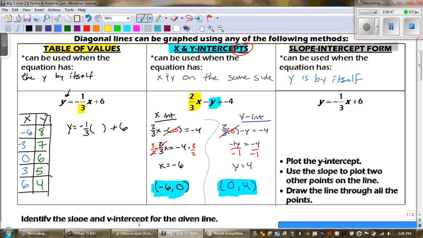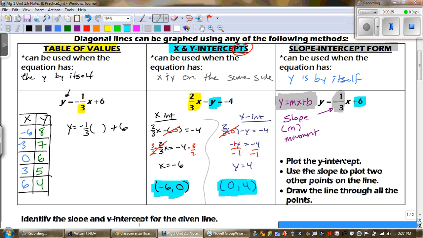Okay, so the slope-intercept form, you guys are going to need to know this, so I'm even going to put it right here so you don't forget it. It's y equals mx plus b, okay? Which means that this -1/3, that right there is our slope. That's the m. It tells us the movement of the graph, okay?